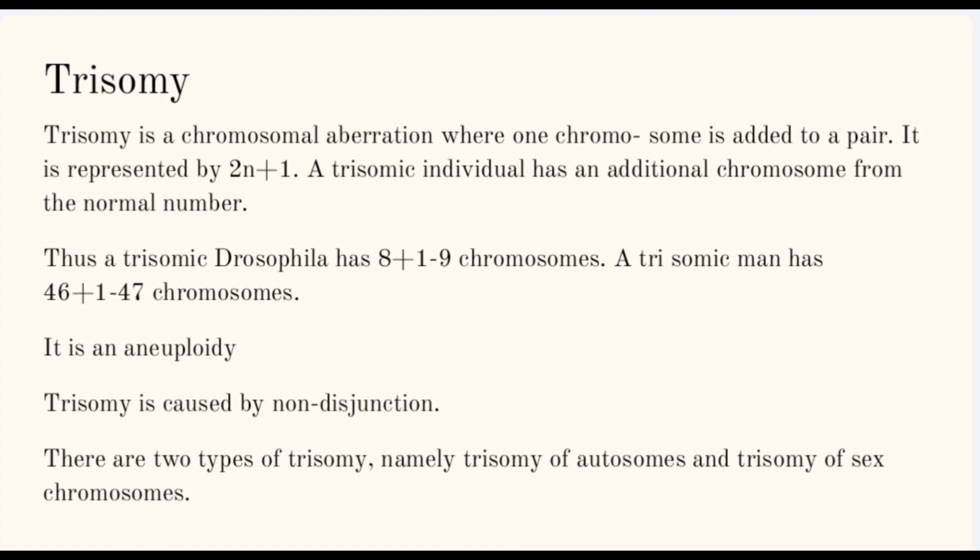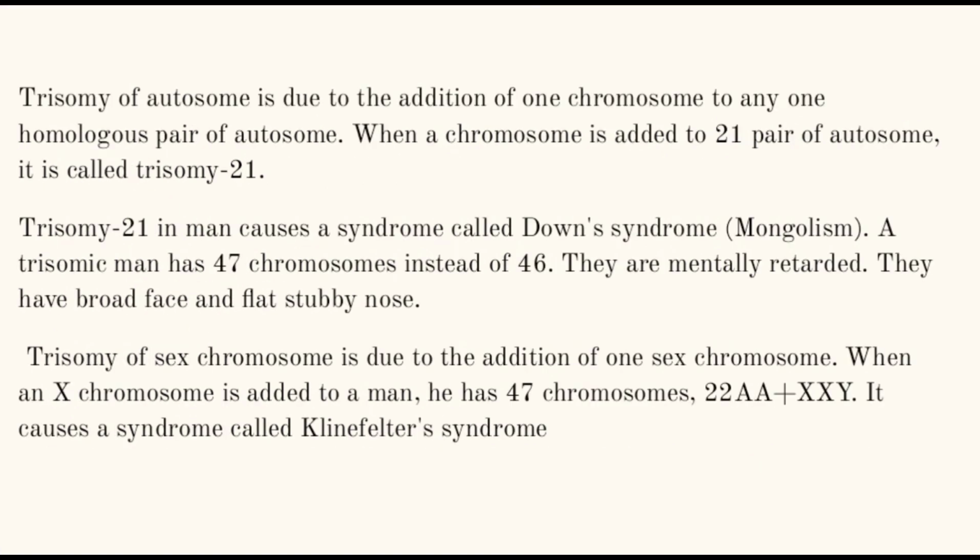There are two types of trisomy, namely trisomy of autosomes and trisomy of sex chromosomes. Trisomy of autosome is due to the addition of one chromosome to any one homologous pair of autosome. When a chromosome is added to the 21 pair of autosome, it is called trisomy 21. Trisomy 21 in man causes a syndrome called Down syndrome. A trisomic man has 47 chromosomes instead of 46. They are mentally retarded. They have broad face and flat stubby nose.